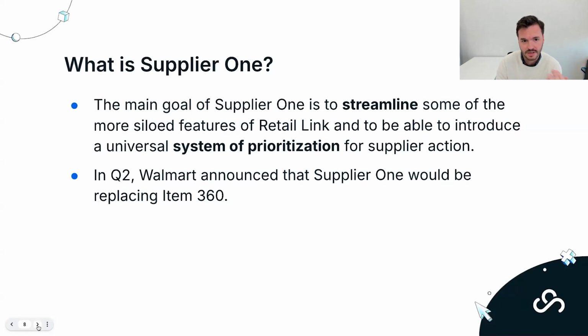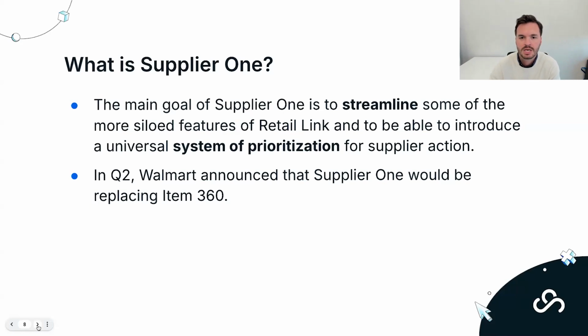In Q2 of this year, we should probably add in the year there just in case you're downloading the slide deck so you can see that, Walmart announced that SupplyerOne would replace Item 360, and now it has. So now SupplyerOne is basically an essential for all Walmart suppliers. It's replacing now major institutions in Retail Link. So does that mean that Walmart is eventually going to migrate all suppliers onto SupplyerOne from Retail Link? Is SupplyerOne a long-term Retail Link replacement?